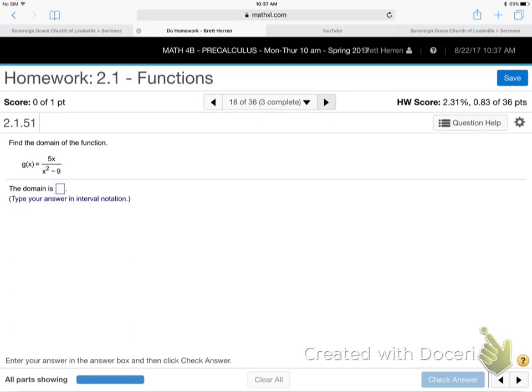Let's see. So 5x over x squared. Must I try that one? Find the domain, find the trouble spots, find what's not allowed to be plugged into that one.